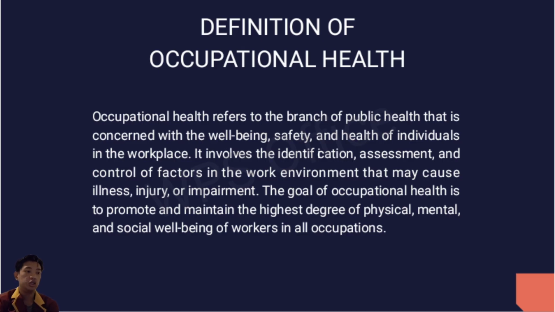Definition of occupational health. Occupational health refers to the branch of public health that is concerned with the well-being, safety, and health of individuals in the workplace. It involves the identification, assessment, and control of factors in the work environment that may cause illness, injury, or impairment. The goal of occupational health is to promote and maintain the highest degree of physical, mental, and social well-being of workers in all occupations.